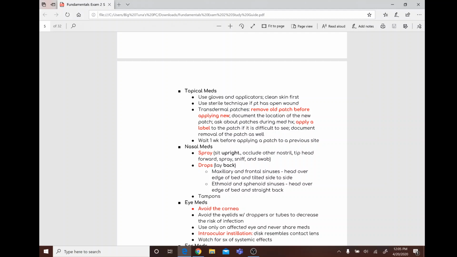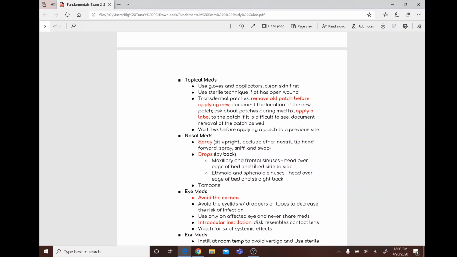Remove old patch before applying new. Document the location of new patch. Ask about patches during med history. Apply a label to the patch if it's difficult to see. Document removal of the patch as well, and wait 1 week before applying a patch to a previous site.